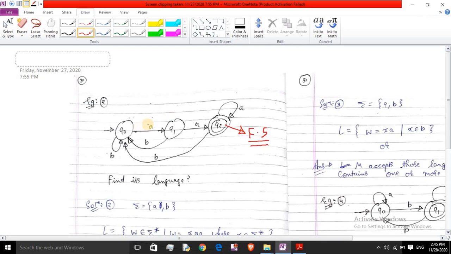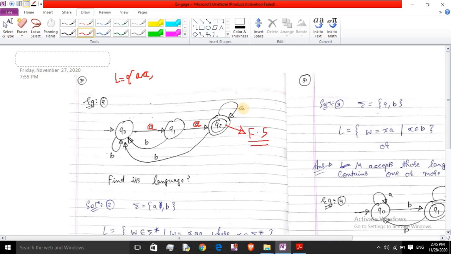Now look at this transition. This is an A. On reading the A symbol, we will transit from Q0 to Q1. This is Q1, and on reading the A symbol again, we can move to Q2. So what will the first word of this language be? It will be like this: A, A, double A. So our first word will be accepted like this.